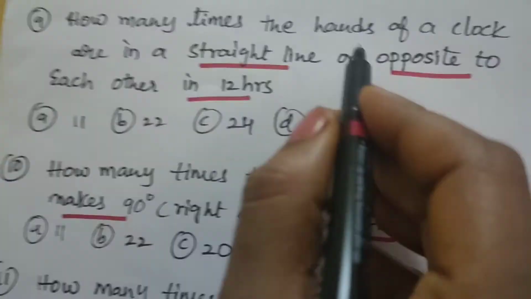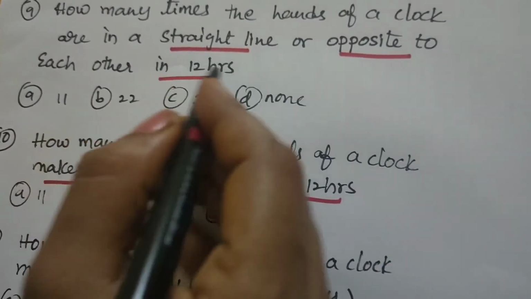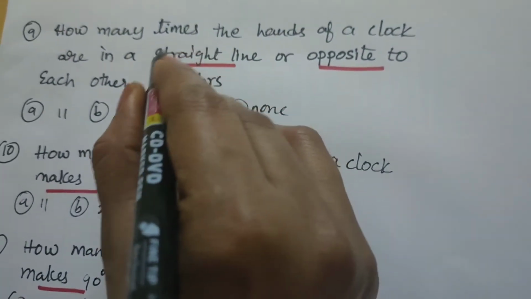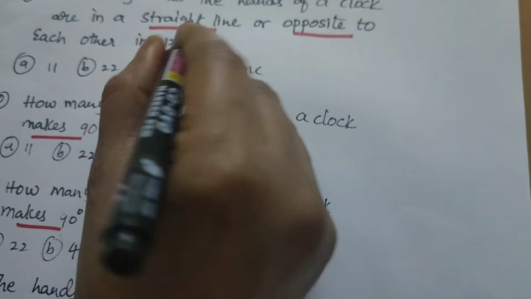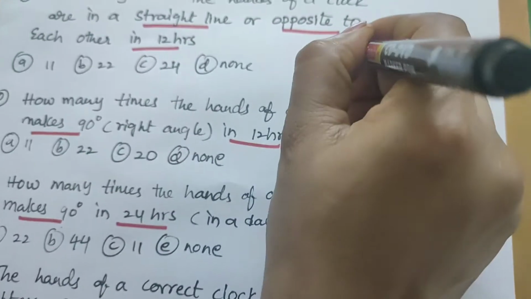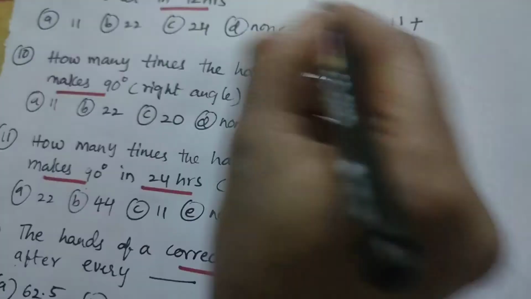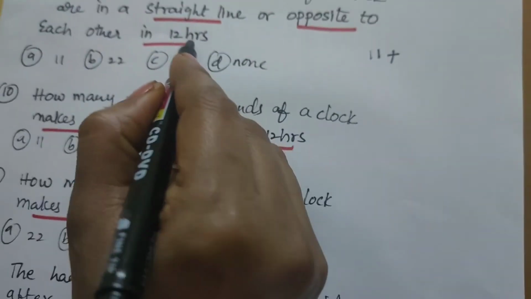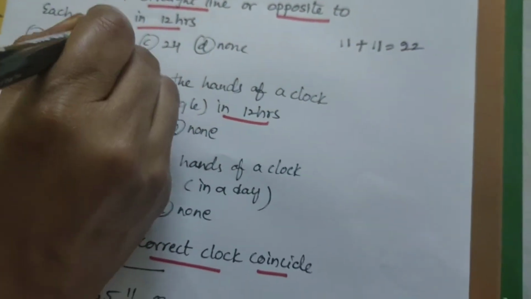How many times are the hands of a clock in a straight line or opposite direction to each other in 12 hours? Here we need to observe: in 1 hour, how many times will the hands be in a straight line? Only once. So in 12 hours, the hands will be in a straight line 11 times. And how many times will they be in opposite direction in 12 hours? That is also 11 times. So total 22 times. So the answer is 22.